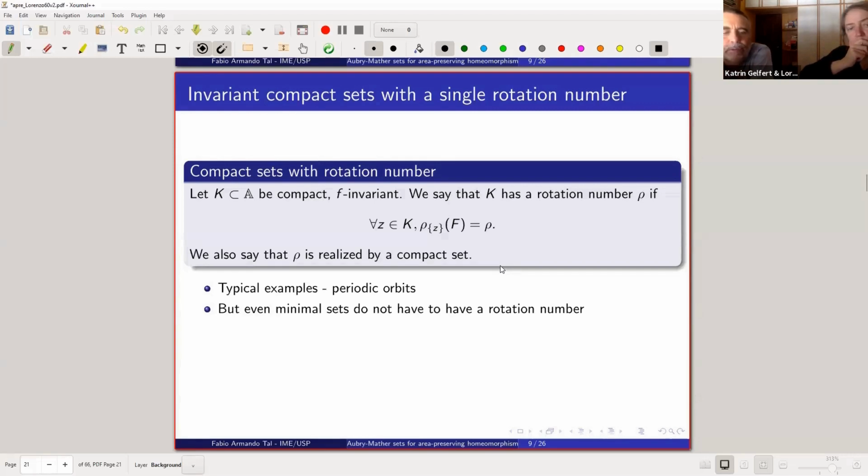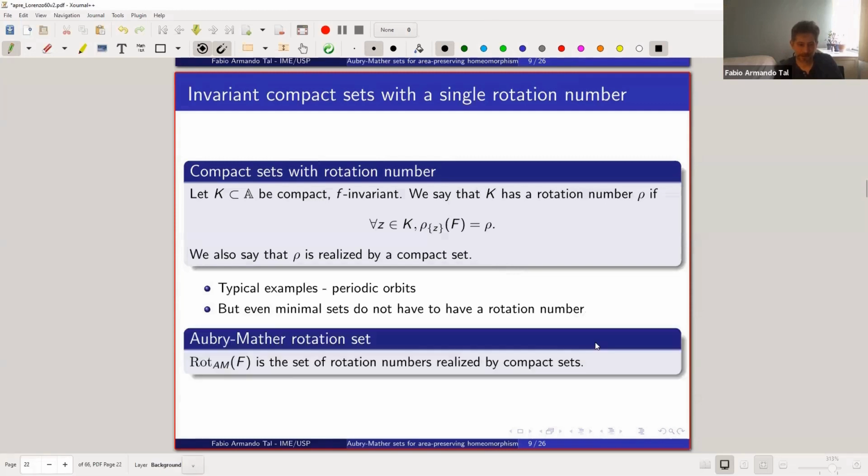Thank you, Fabio. So, I'm going to define this, which is the Aubry-Mather rotation set. In some sense, it is the stronger form of realization of rotation. You say that a number is in the Aubry-Mather rotation set if you find a compact set that has that precise rotation number, where every point in that compact set rotates with the same speed.